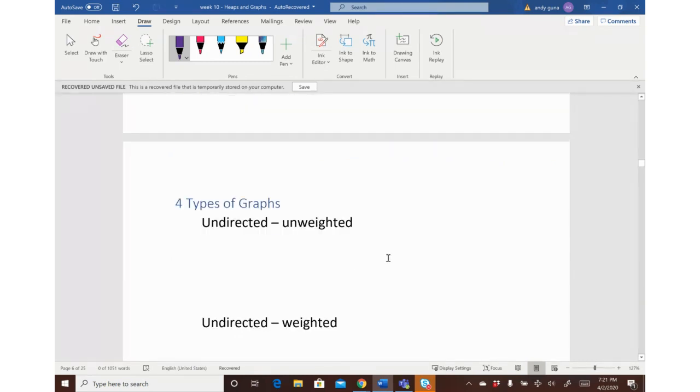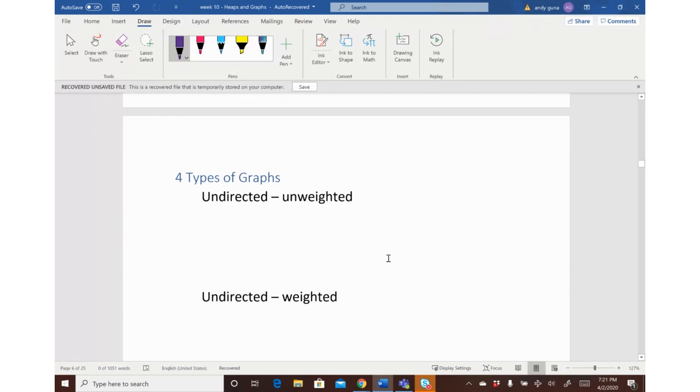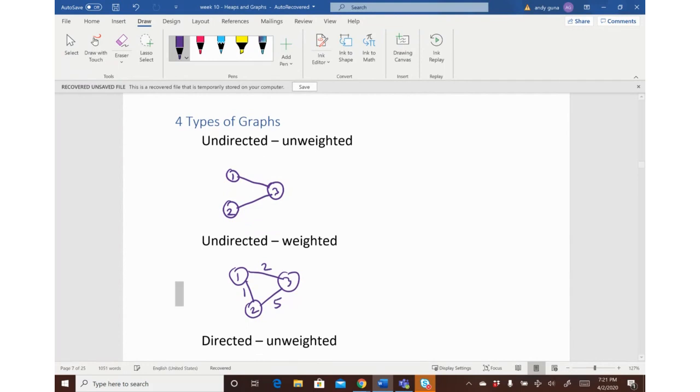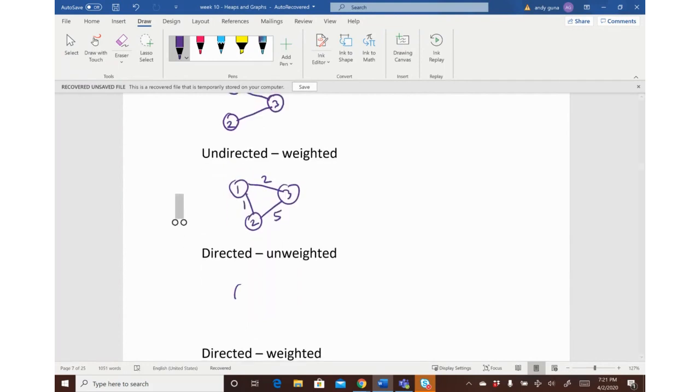Okay, there are 4 types of graphs. One called undirected, unweighted. So let's say we have nodes 1, 2, 3. So this is undirected, and there are no weights. And then you can have undirected, but you can have weights between them. So that's an undirected weighted graph. Or you can have a directed and unweighted graph. So that's a directed and unweighted graph.